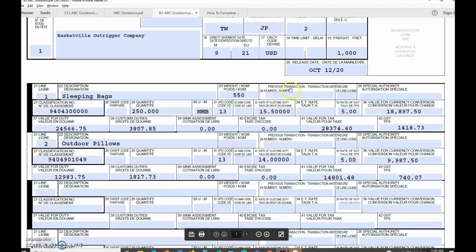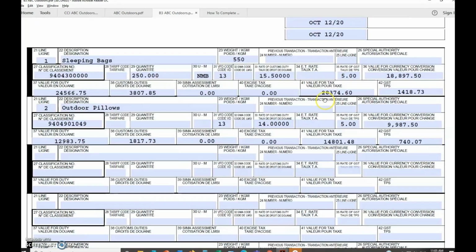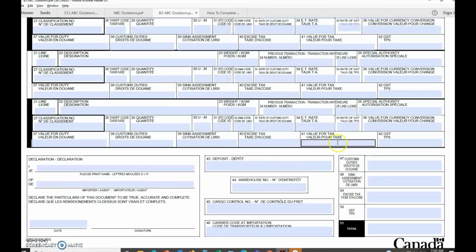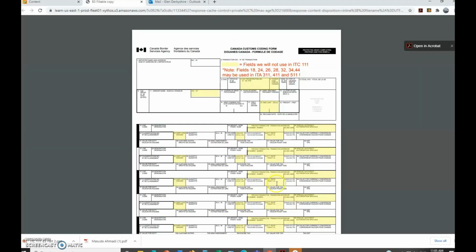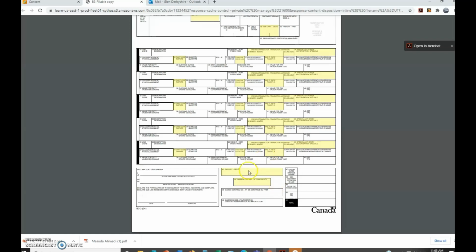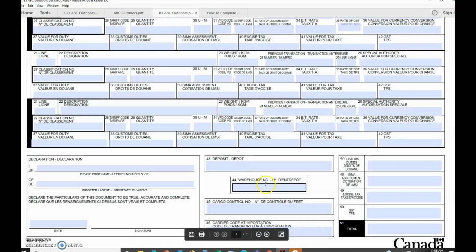Okay, so we've finished our lines on the body, and now we have to go to the declaration and trailer. Fields 43 and 44, as you can see by our handy dandy B3, are ones we don't have to fill out. So we're going to leave these two blank.